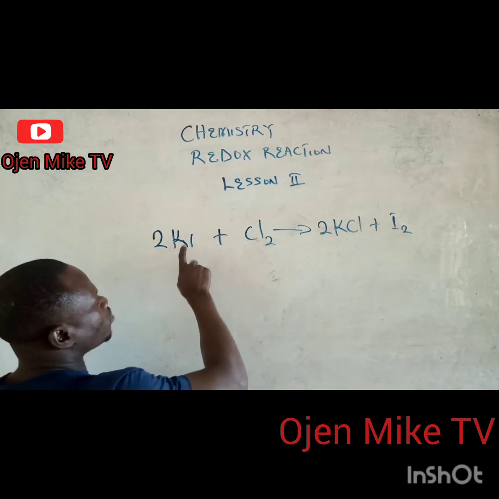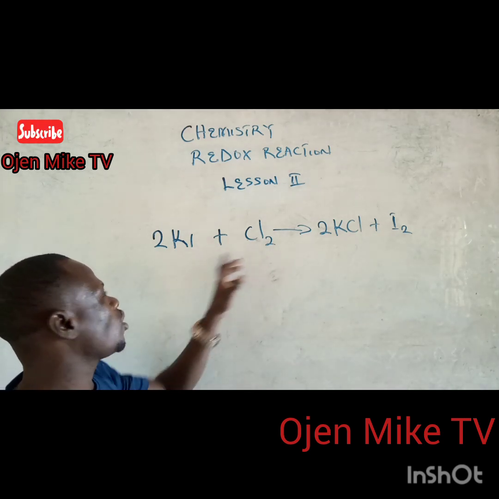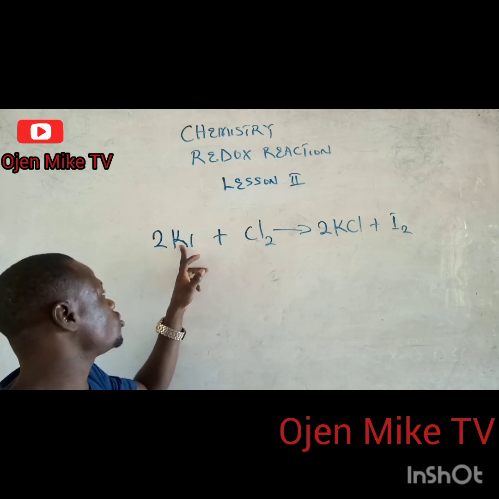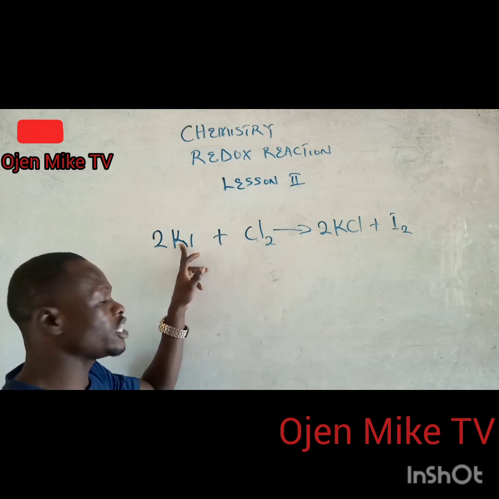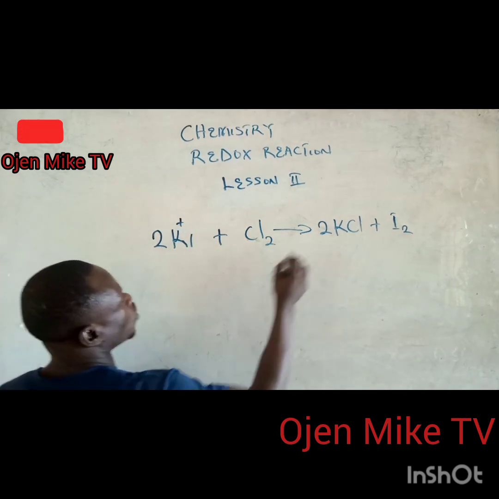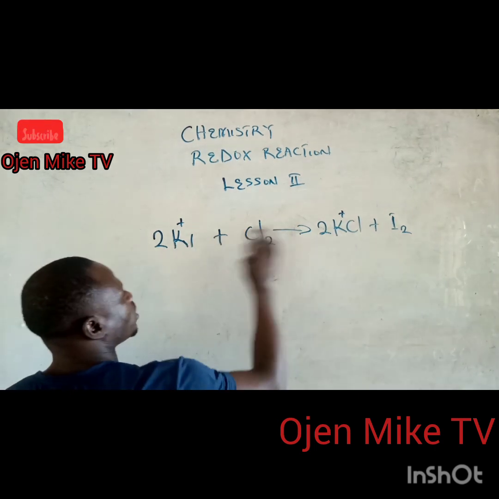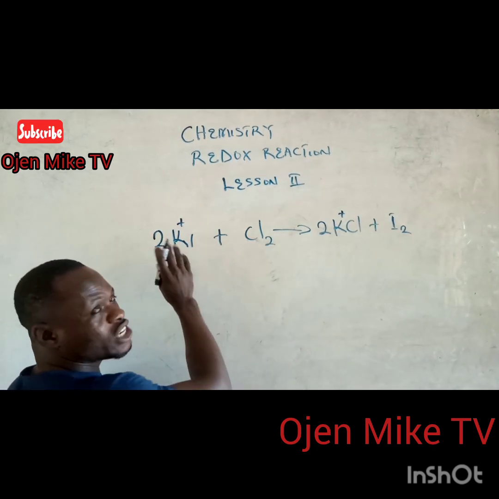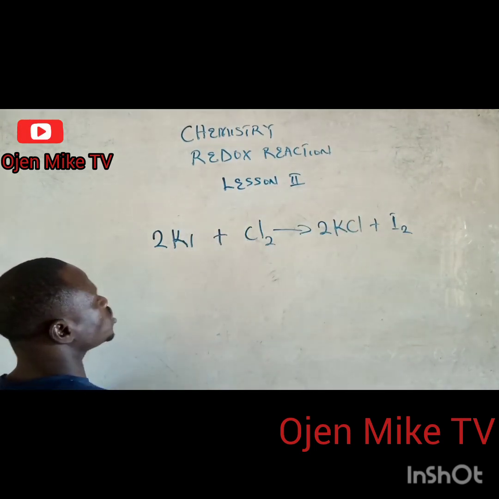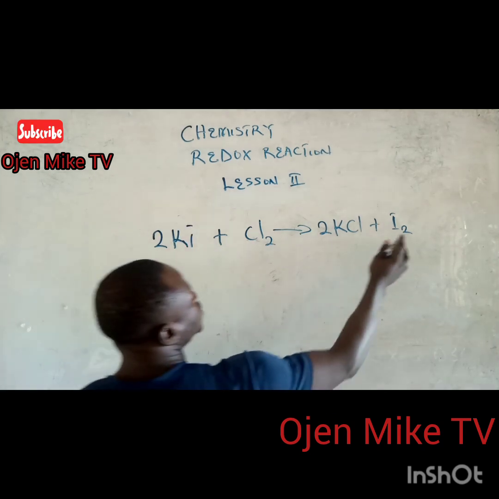In the first video I told you that when an element is bound with other elements, they exhibit an oxidation number. Like in the case of potassium here, it has an oxidation number of +1. So here is +1, here is +1. So there is no transfer of electrons between potassium in the reactant and in the product. So let's look at iodine.